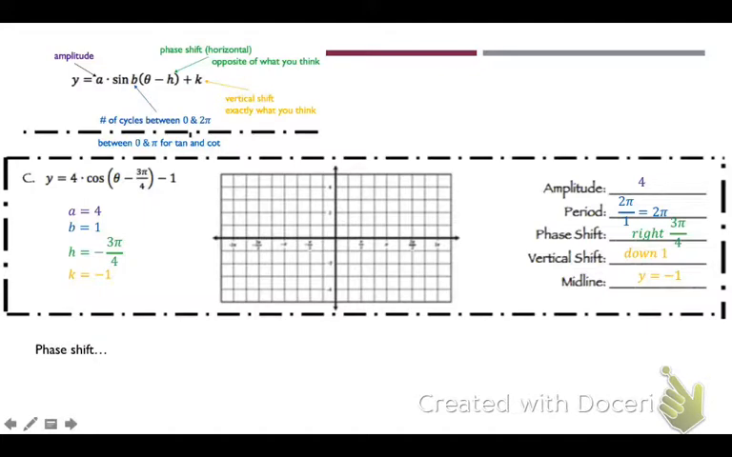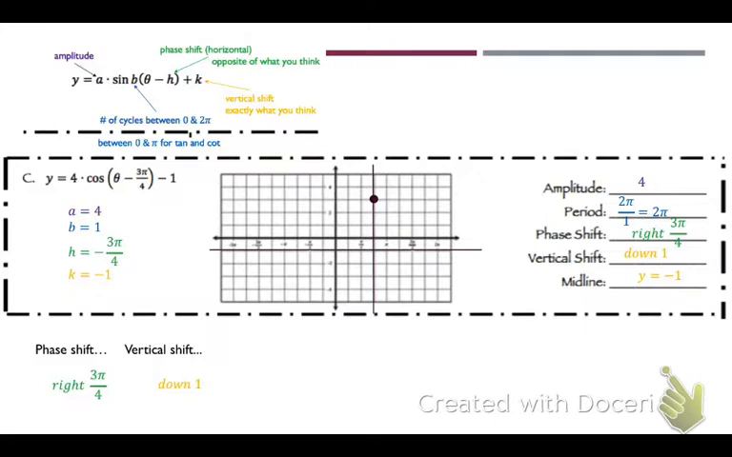Okay, so my phase shift is right 3/4. So I'm going to go right 3/4, and I'm going to draw a little line right there. And then my vertical shift is down 1, so I'm going to go down 1 and draw a horizontal line right there. This is the new axis that I'm going to work off of. Okay, so let's treat where those cross as 0, 0. So my amplitude here is 4. And cosine, you always start at your a value. So I'm starting from that 0, 0 point that I just created, and I'm going to go up 4, draw a point right there.